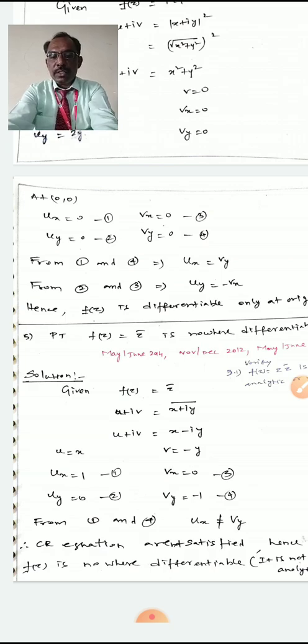Dou u by dou x is equal to 1 and dou u by dou y equal to 0. They are equation 1, equation 2 respectively. Dou v by dou x is equal to 0, which is equation number 3. Dou v by dou y answer is minus 1, which is equation number 4. Here from 1 and 4, the answers are different. First one is 1, second one is minus 1. They are not equal. So CR equations are not satisfied. So the given function is nowhere differentiable. It is not analytic.